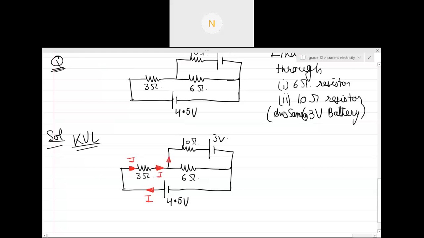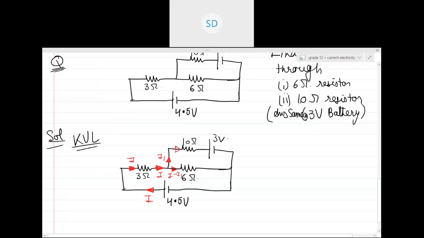So basically, how much current will go through here? Let's say I1. Okay, I1, no problem. This is I minus I1.